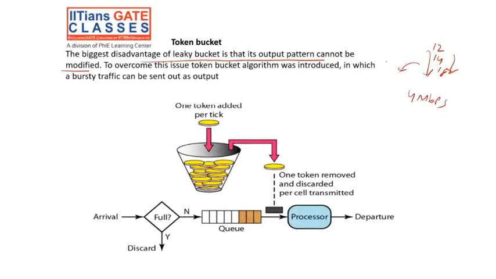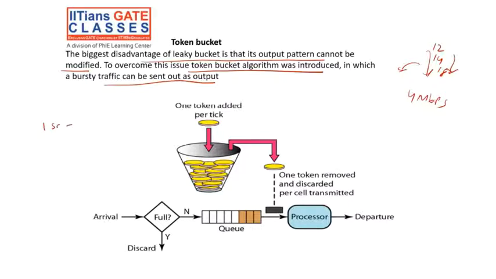To overcome this, the token bucket algorithm was introduced, in which bursty traffic can be sent out as output. So your output rate is not fixed now. It will vary. Your bursty traffic can be sent out as output. So what I am saying is, it depends.